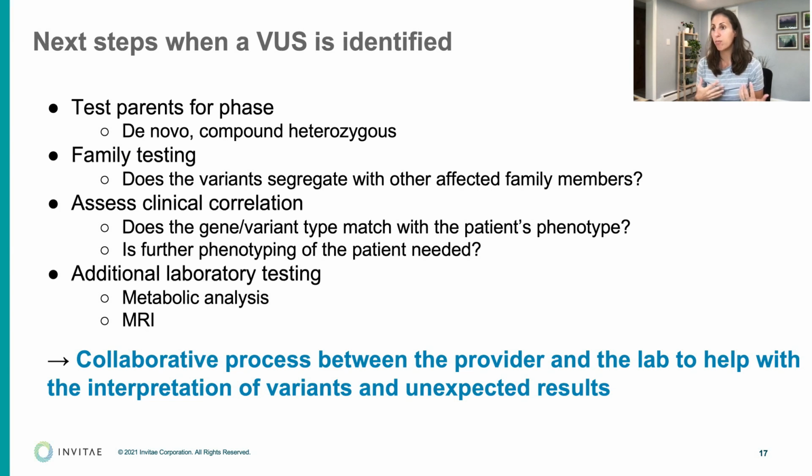Sometimes it's just doing more of a clinical assessment of the patient. Does that gene and variant match the patient's phenotype? Sometimes the physician can look at the gene and look at the patient and say, there's no way this is a match. Like, this patient, to have this disease, would have to have all these features that your child does not have. So I really don't think it's a good match. And that's really important information that can be provided back to the lab and can sometimes help us resolve that variant.